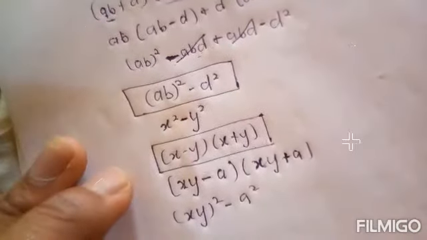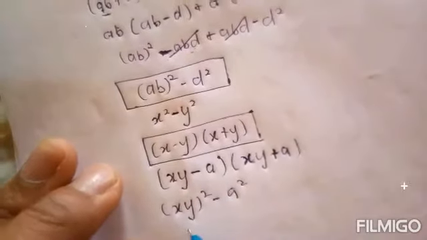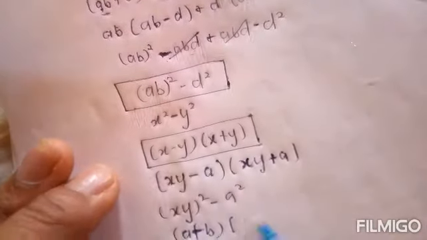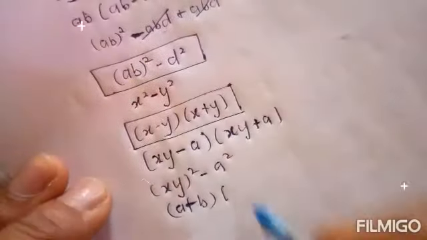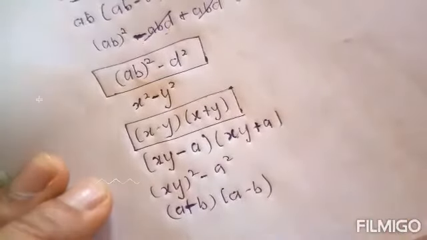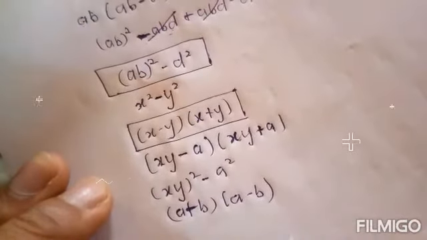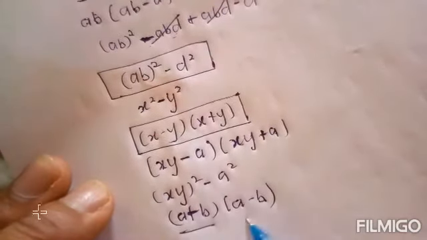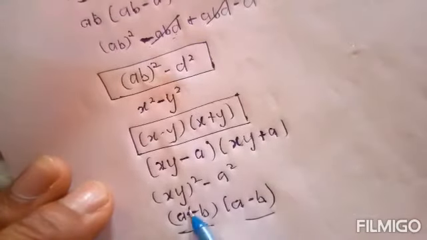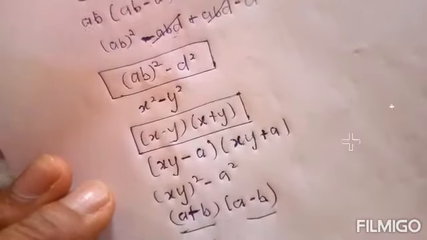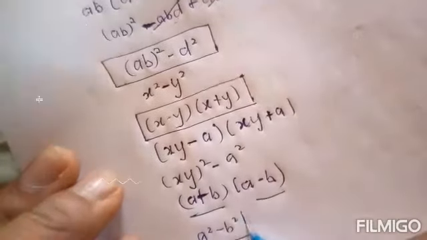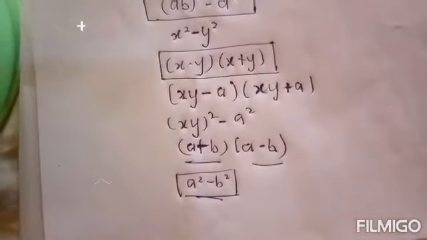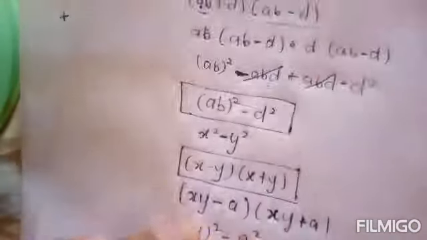You understand? So if you have something like this, maybe a plus b in a bracket, and then a minus b in another bracket like this, and they tell you to expand this one, don't waste your time. You know this a is equal to this a, this b is equal to this b. The brackets only differ by these signs, right? Then you say a square minus b square. That is just the expanded form of this bracket. Understand?